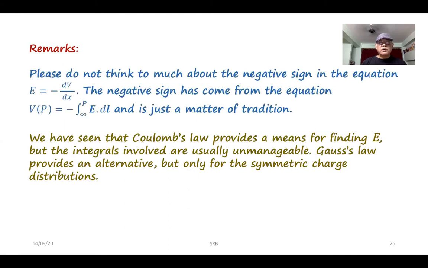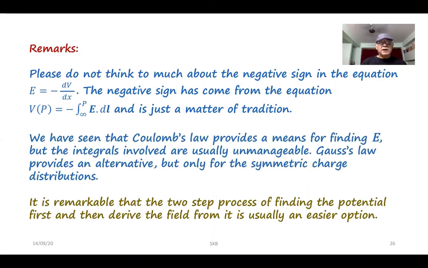We have seen that Coulomb's law provides a means for finding E, but the integrals involved are usually unmanageable. Gauss's law provides an alternative, but only for symmetric distributions. It is remarkable that the two-step process of finding the potential first and then deriving the field from it is usually an easier option.